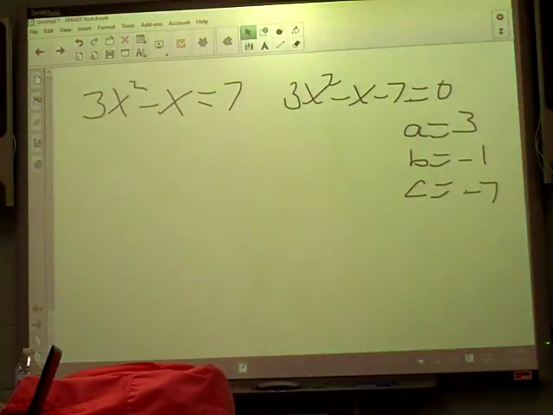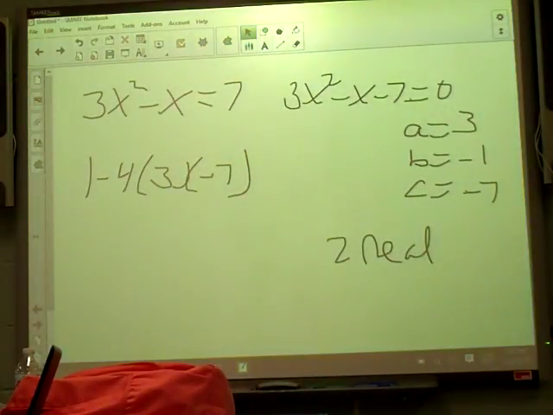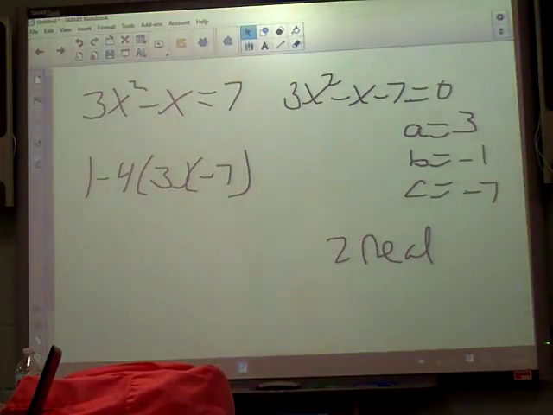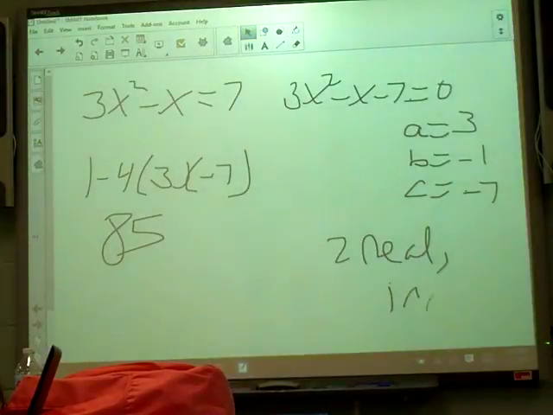So I got negative B, oh, hold on, we're just doing the discriminant. B squared, negative 1 squared is 1, minus 4 times A times C. Now again, I say this one's going to be positive because I got a negative times a negative, so I know I'm going to have 2 real. Only thing left to find is are they going to be rational or irrational. Well, 4 times 3 is 12. 12 times 7 is 84, so I got 1 plus 84. So what about 85? No. Good, Zane. That's not a perfect square. So my 2 real solutions will be irrational, meaning I'm going to have a square root in my answer.